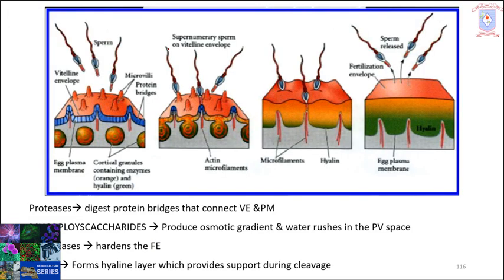So we can summarize the role of cortical granule proteins like this. The proteases digest the protein bridges that connect the vitelline envelope and the plasma membrane. Mucopolysaccharides produce an osmotic gradient and water rushes into the perivitelline space. Peroxidases harden the fertilization envelope, providing stability to it, and hyalin forms a hyalin layer around the fertilized egg and provides support during cleavage.